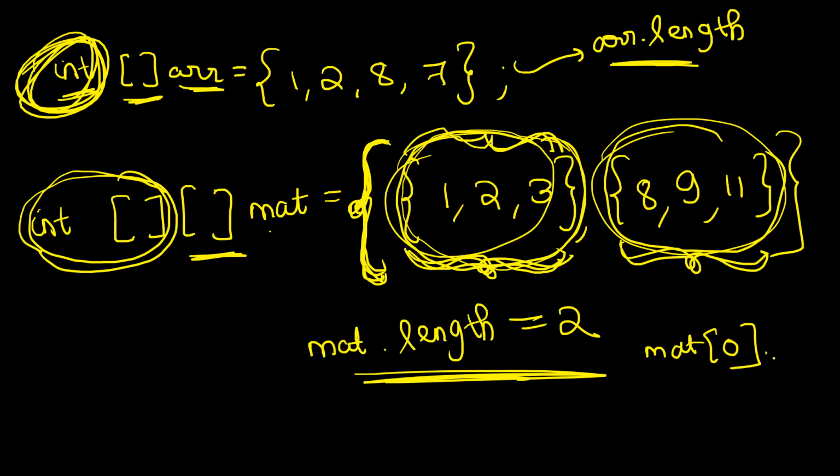So if I say mat of 0 dot length, what is mat of 0? This entire 1D array. The number of elements in this 1D array is equal to the number of columns that are there in the matrix. So if you do a mat of 0 dot length, you will see how many columns are there in the matrix, which is 3 columns.